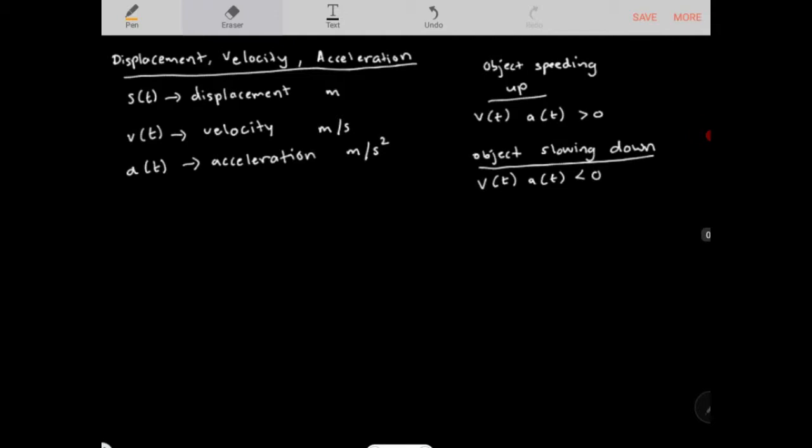Alright, so let's take a look at another application of derivatives, and we're going to apply this to some vector quantities regarding motion. This includes position, velocity, and acceleration.